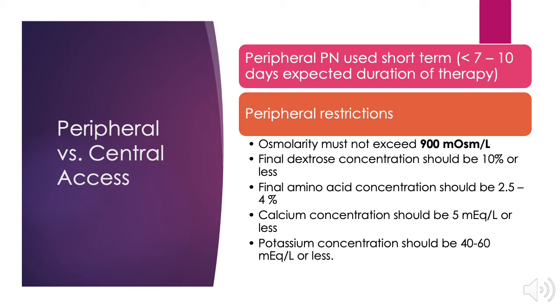The final dextrose concentration should be less than 10%. The final amino acid concentration should be no more than 4%. The calcium concentration should be at 5 mEq per liter or less. And finally, the potassium concentration should be between 40 to 60 mEq per liter or less.